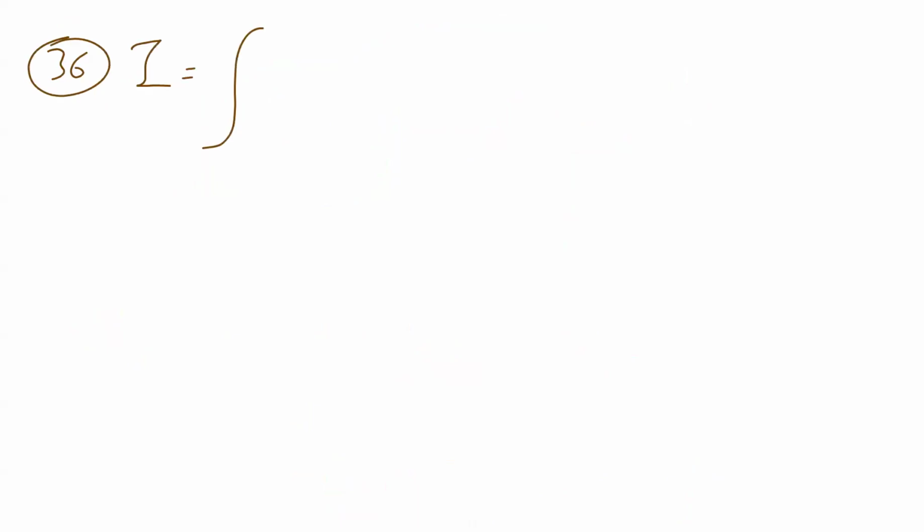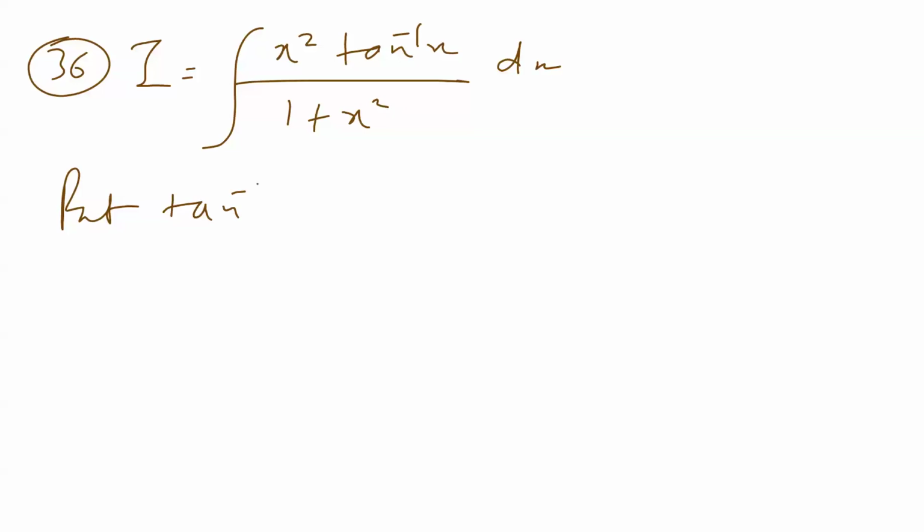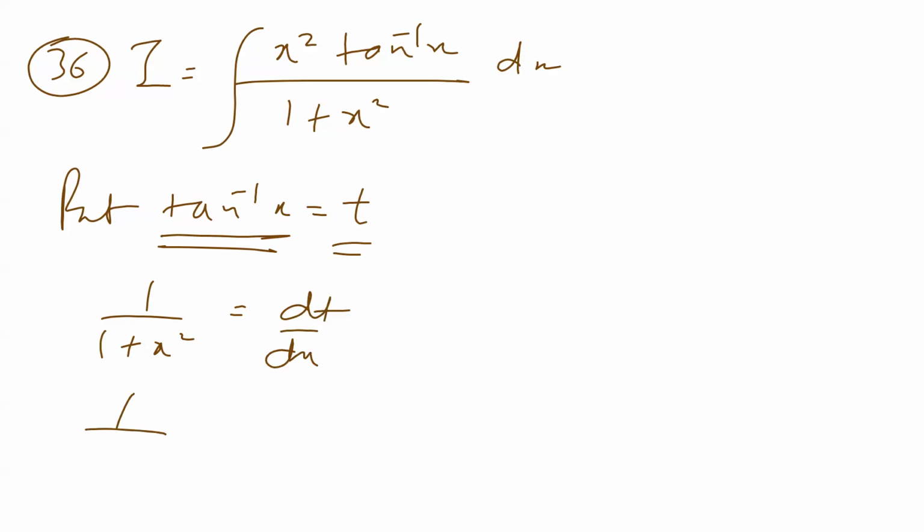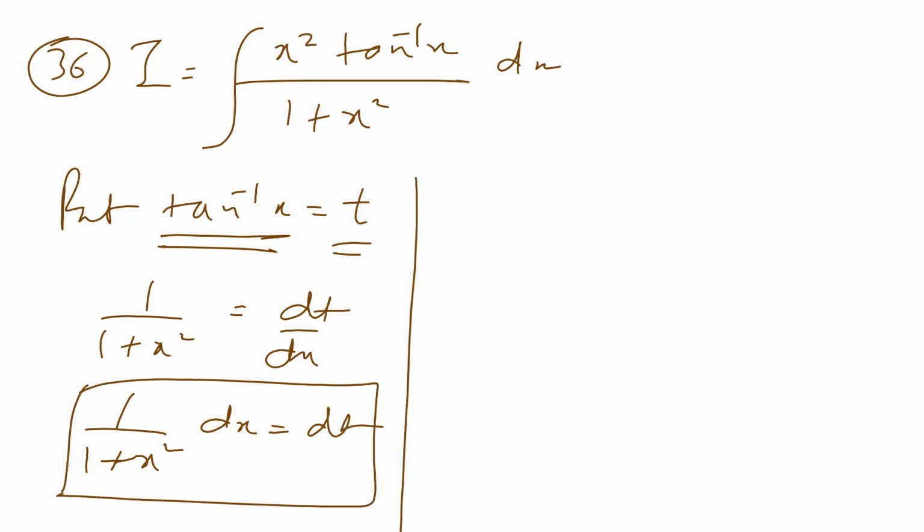Okay. And the last problem, that is question number 36. Integration of x square tan inverse x upon 1 plus x square dx. Now put tan inverse x is equal to t. dy dx of tan inverse x is 1 upon 1 plus x square and dy dx of t is dt by dx. So 1 upon 1 plus x square dx is equal to dt.